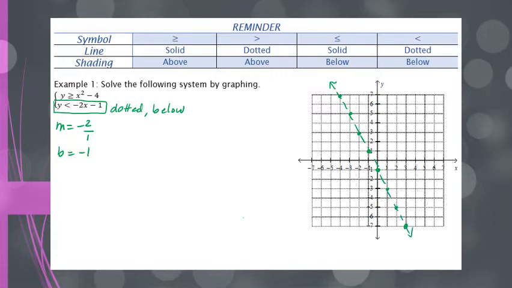We have to shade below this line, which would be kind of on the left, the bottom left side of the graph. So I'm going to shade that in green.